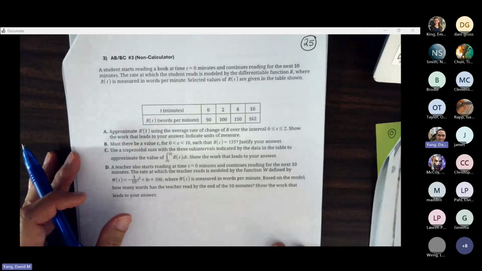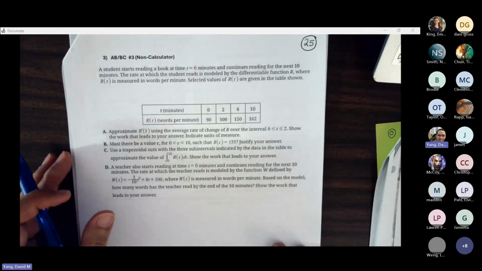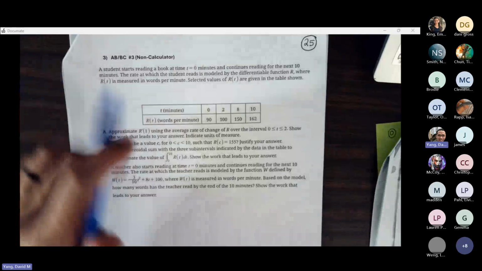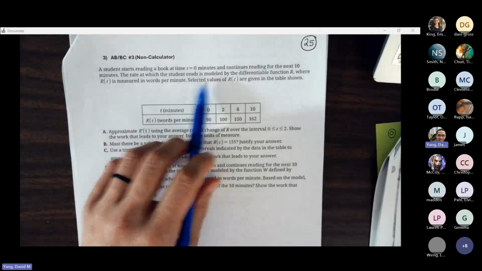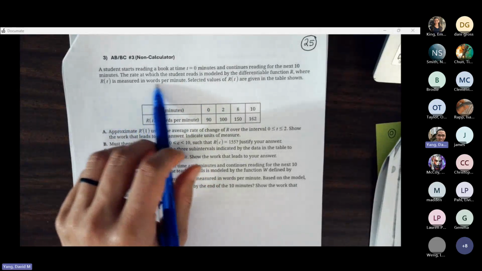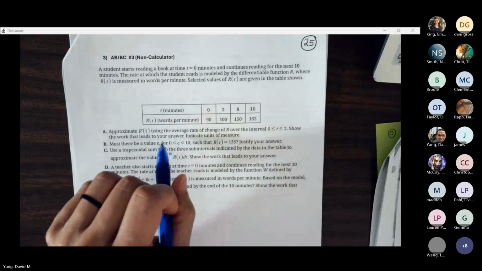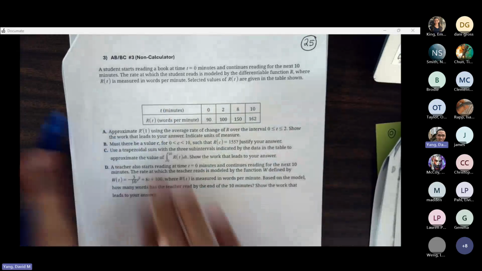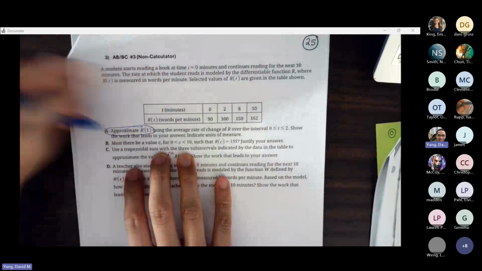A student starts reading a book at time t equals 0 minutes. It continues reading for the next 10 minutes. The rate at which the student reads is modeled by a differentiable function r. R is measured in words per minute. Approximate r prime of 1. So you see the word approximate.